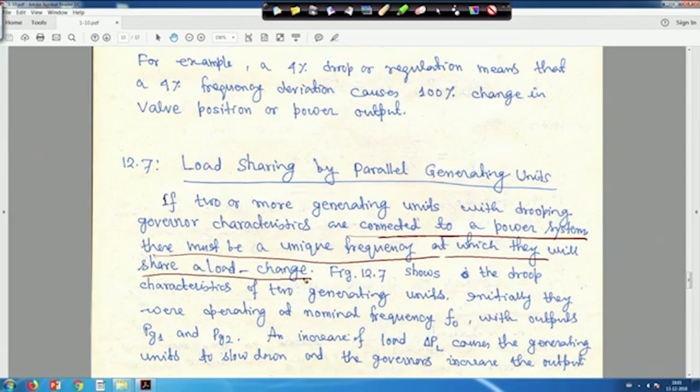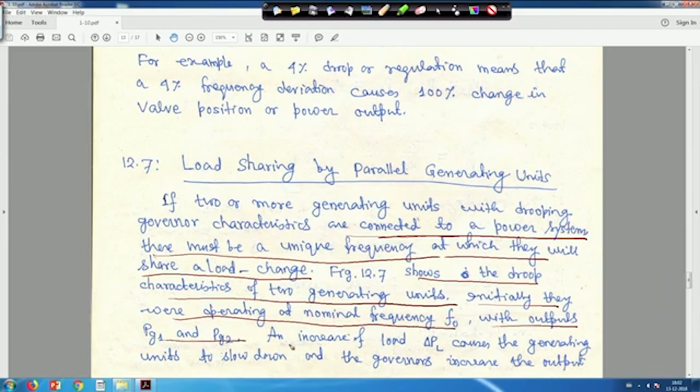So, figure 7, that I will show you later, shows the droop characteristic of two generating units. Initially, they are operating at nominal frequency f0 with outputs Pg1 and Pg2. I will show you the diagram. An increase in load delta PL causes the generating units to slow down and the governor increases the output, right. So, just hold on.